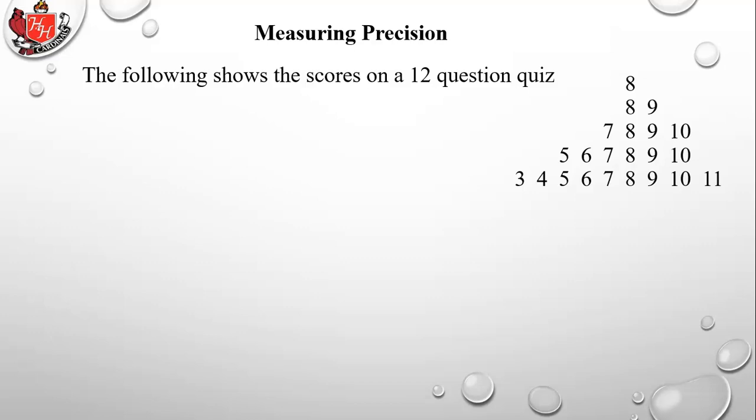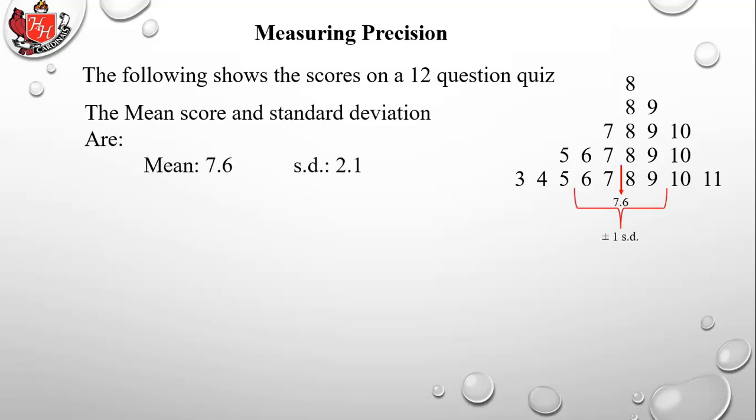So let's take an example with a few more numbers. The following shows the score on a 12-question quiz, and there's 22 values there. If you take the average of those, you'll get 7.6. You add them all up and divide by 22, you'll get 7.6. And you can see the red arrow is showing right about where 7.6 is in between those numbers.